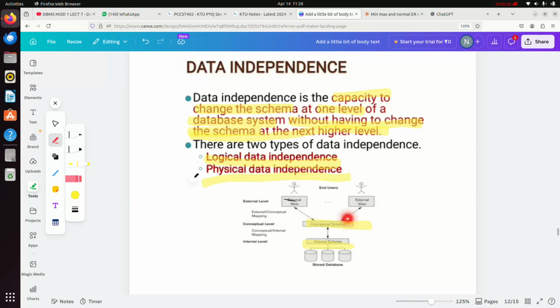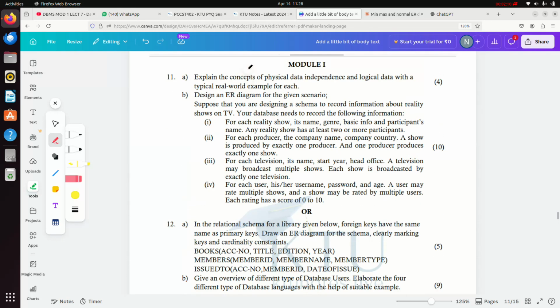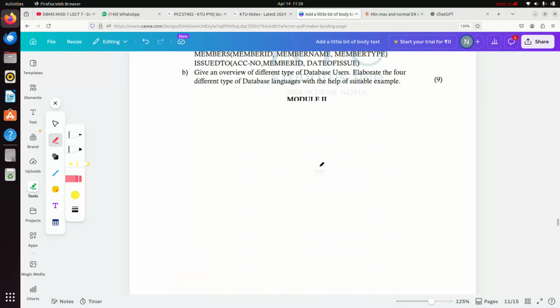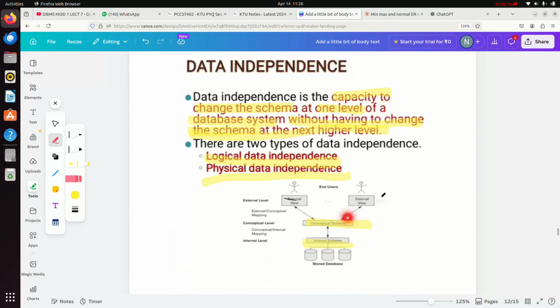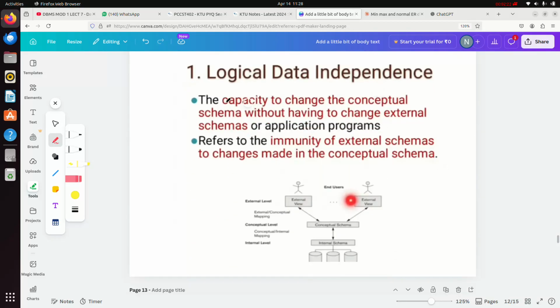We have to learn what we mean by each, because in our question mainly physical data independence and logical data independence with example is asked. Logical data independence is the capacity to change the conceptual schema without having to change the external schema. Here we are changing the conceptual schema, but the schema present above it is the external schema, or it is called the application schema.